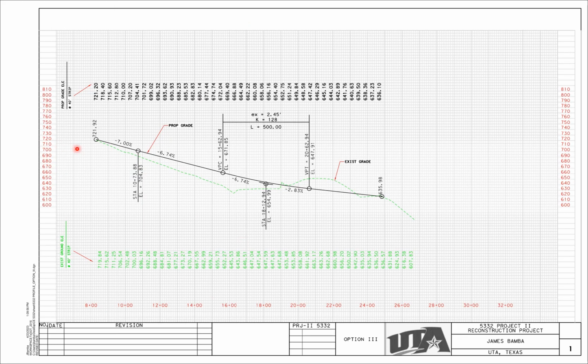The profile for that route consisted of 7% going down to 6.7%, and then it matches road 43 at a very flatter slope of negative 2.83% here. So that's the profile for the route that I'm using for this phase two.